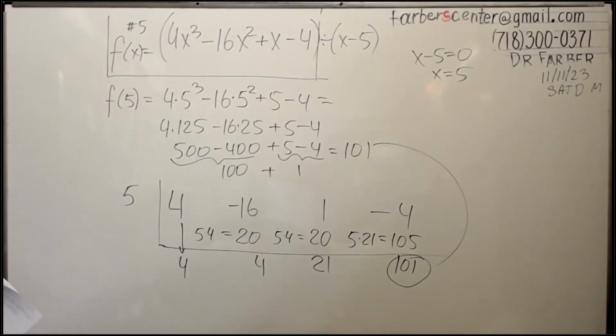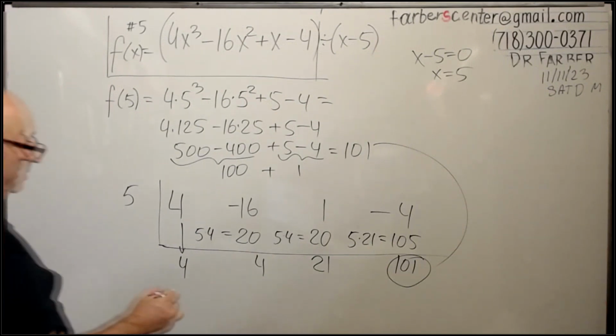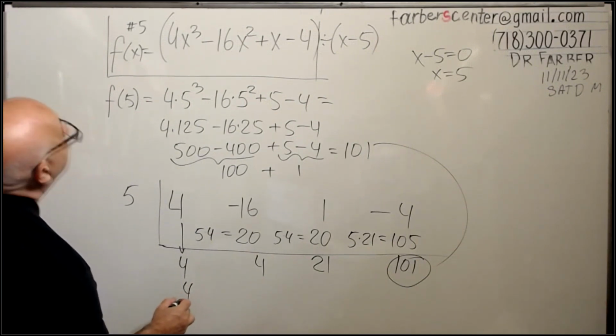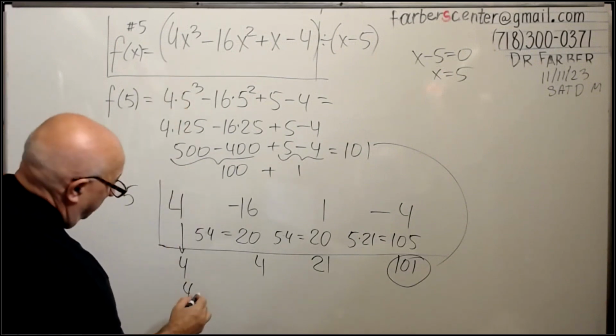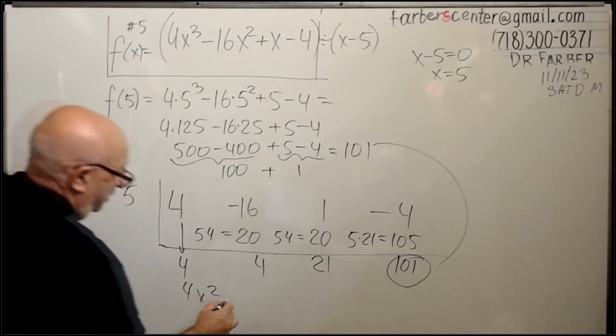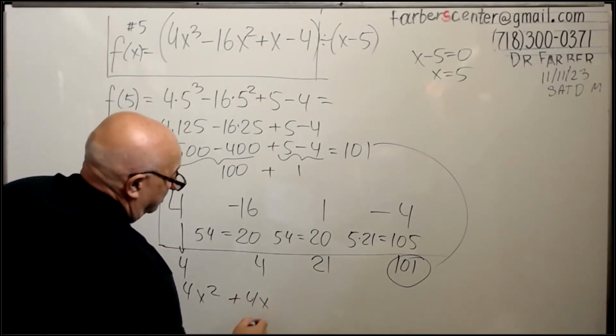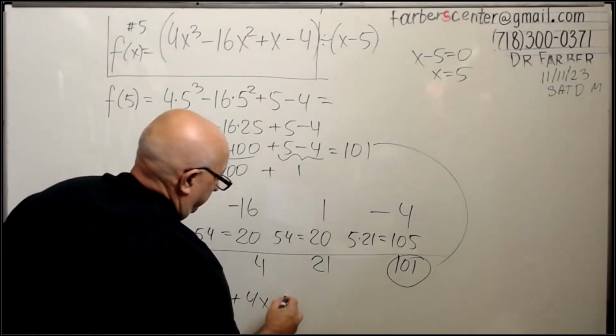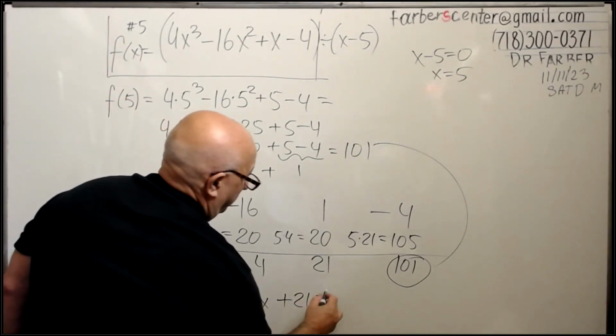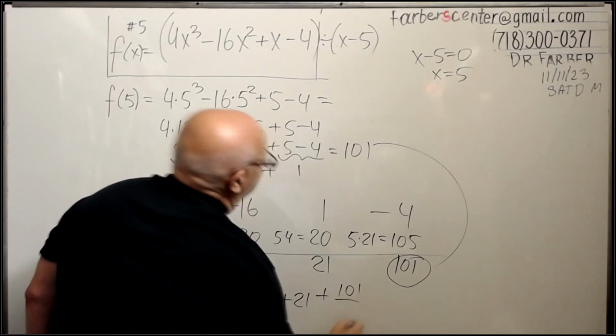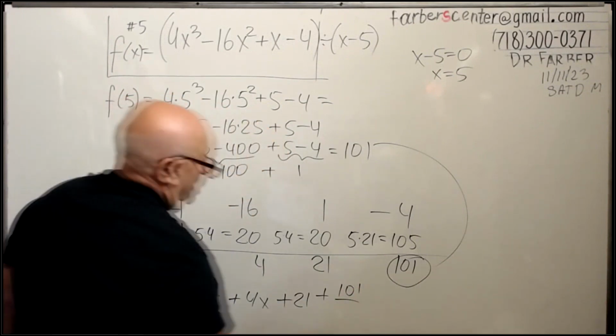Okay. If they ask you to write it in algebraic way, what do you get? 4x squared plus 4x plus 21, plus 101, and the divisor is x minus 5.